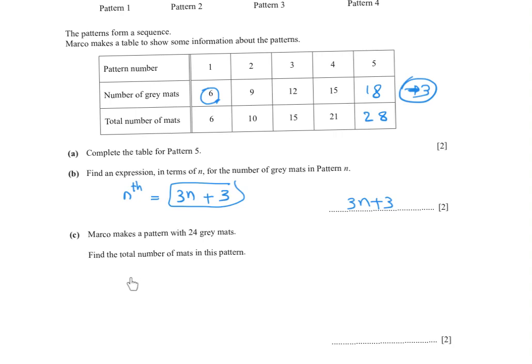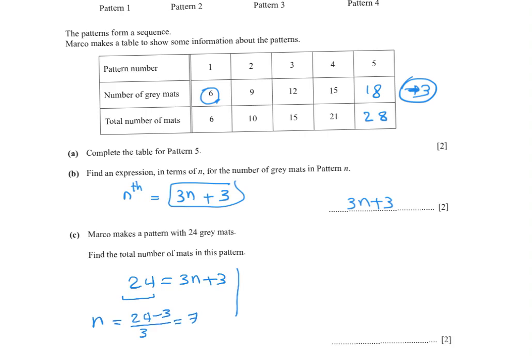Put 24 equal 3n plus 3, because we have 24 gray mats, so we need to find the order, we need to find n. So n equals 24 minus 3, which is 21, over 3, which is 7. So it is the 7th one. How to find the 7th one?